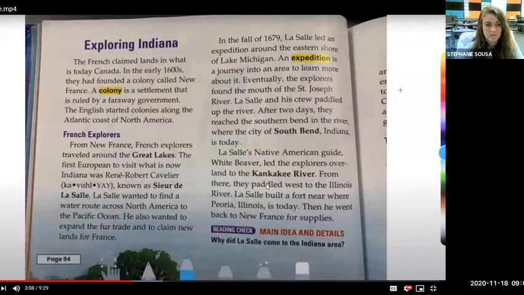From there, they paddled west to the Illinois River. La Salle built a fort near where Peoria, Illinois is today. Then he went back to New France for supplies.